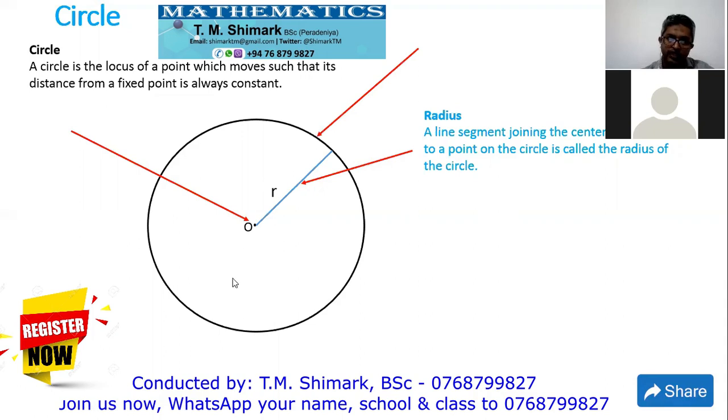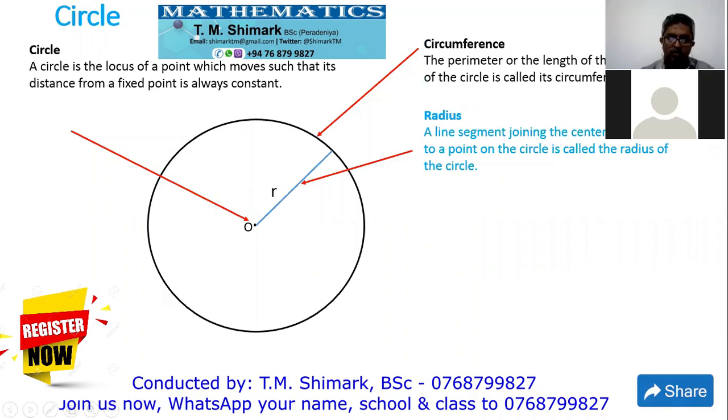And for the outer boundary, we call it the circumference, or we can say the perimeter. The length of the boundary of the circle is called circumference. Perimeter means the circumference in another word, or the distance from one point going around and coming back to join the same point. Perimeter means the length around a boundary.